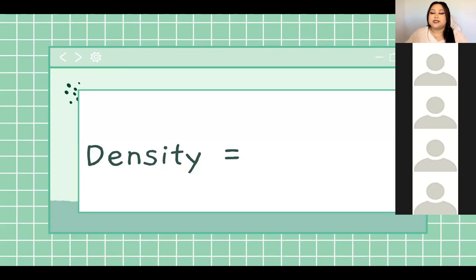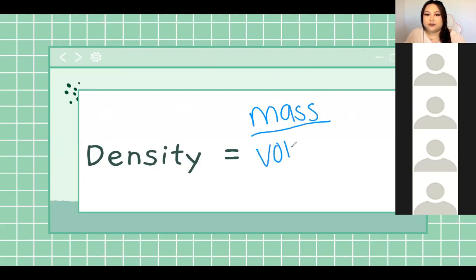So can anyone tell me the formula for density? You can look at your notes. It's not like a closed note thing. So whenever anyone has the answer to that. Yeah, perfect. Okay, so it's going to be mass over volume. And a trick to remember this is DMV, like the Department of Motor Vehicles or something like that. Yeah, so that's something that I use to help remember. And we can go over some practice problems.